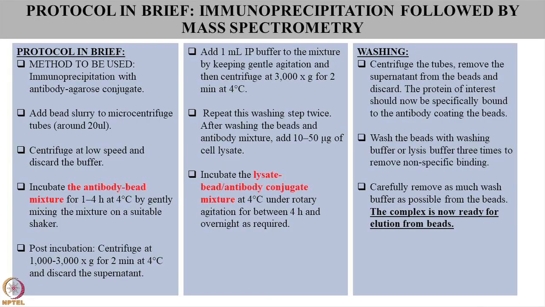So, the protocol in brief: first of all, we will use the bead slurry and decant off the buffer. Then the antibody mixture is incubated at 4 degrees for 1 to 4 hours. This is to ensure that the antibody is properly bound to the bead, because that is very important. That is what will pull. So you are sort of doing a pull down assay. We can also say that, right?